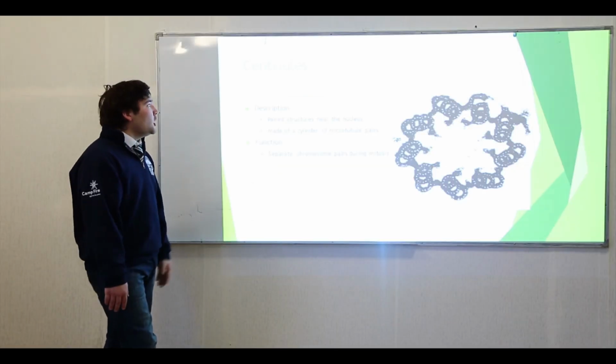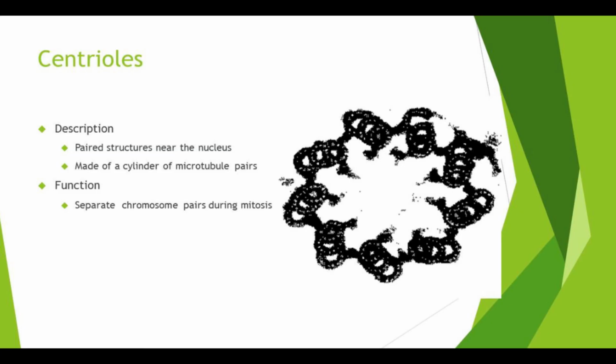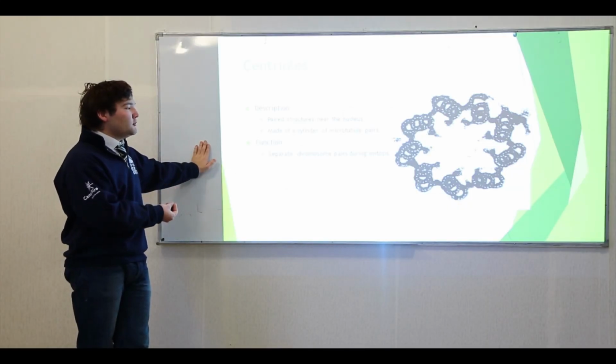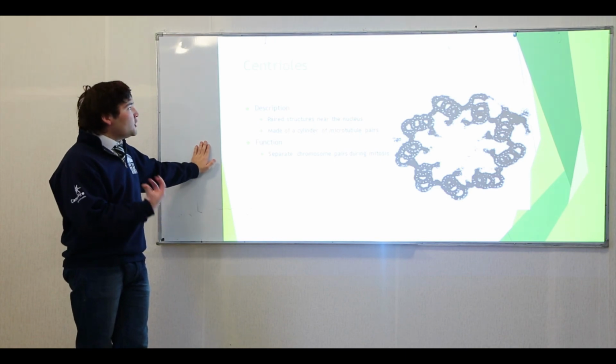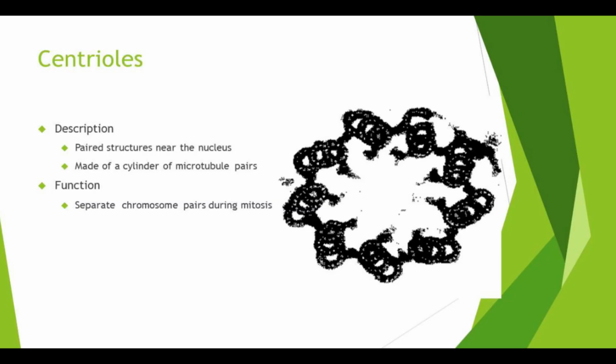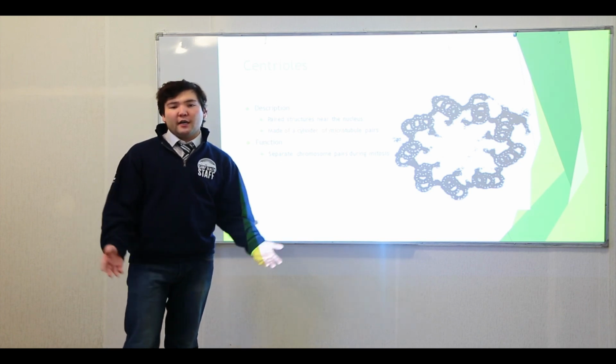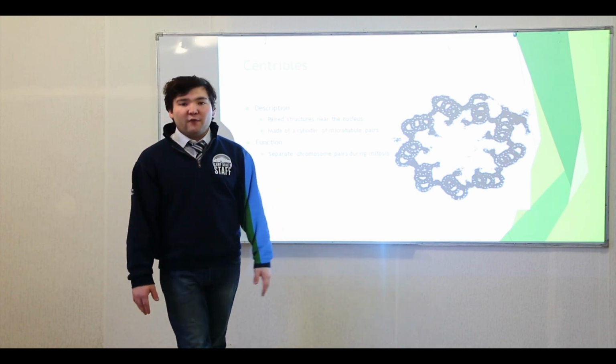Next. So, centrioles. Centrioles are organelles that can be found only in animal cells. The short description of the centrioles is that they're paired structures near the nucleus, made of a cylinder of microtubule pairs. The function of the centriole is to separate chromosome pairs during mitosis. So, this is just a short overview of the cell organelles and their functions.